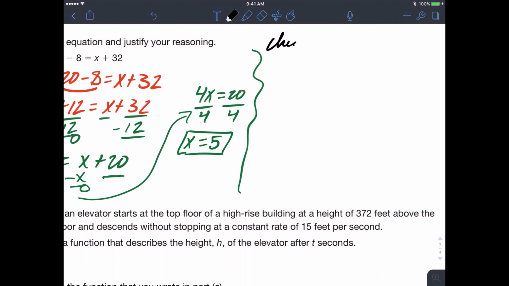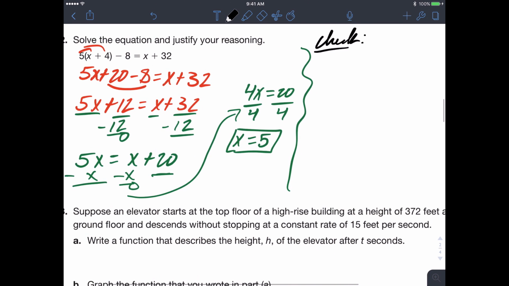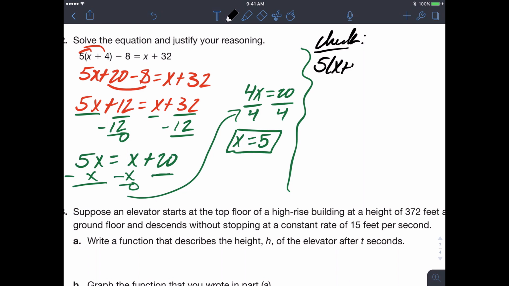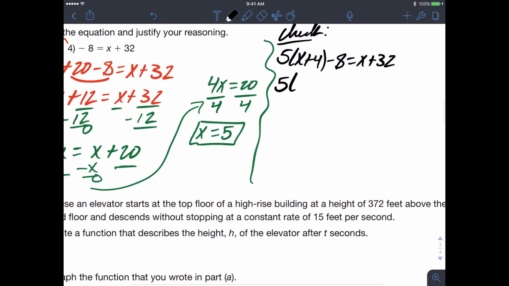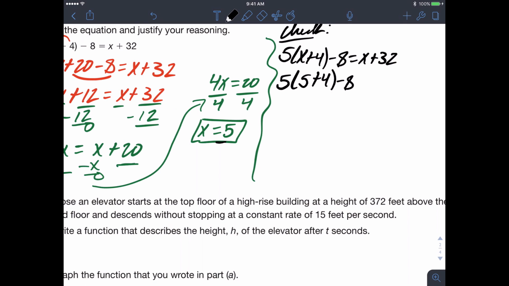Let's just do check. And we'll plug it into the original equation. 5x plus 4 minus 8 equals x plus 32. Plug 5 in for x. Everywhere there's an x, you're going to plug in 5 because that's what we have here. 5 plus 4 minus 8 equals 5 plus 32.